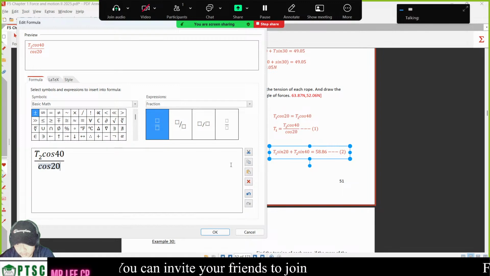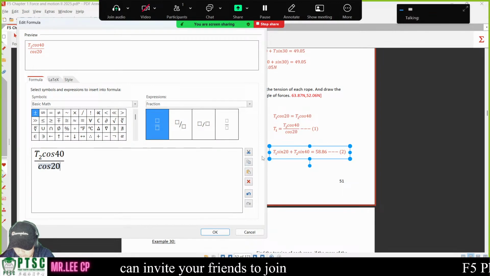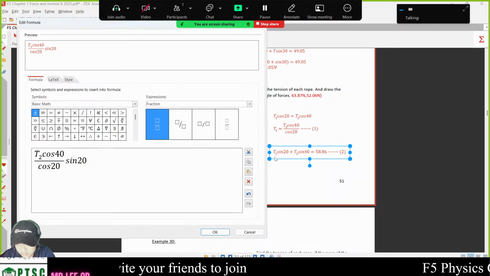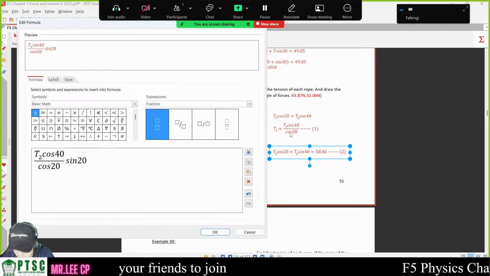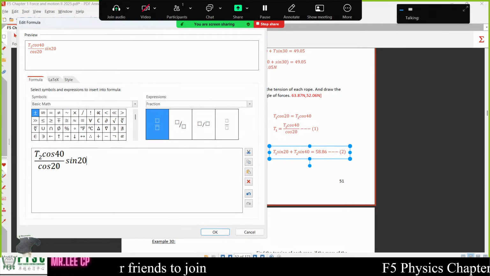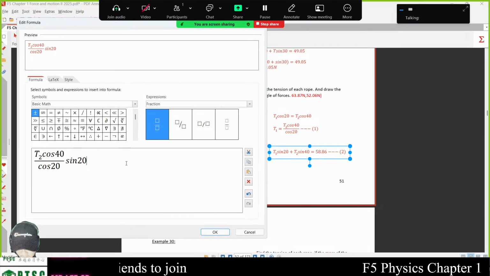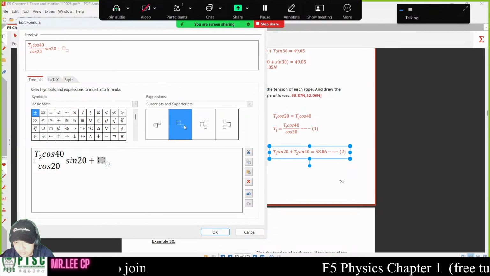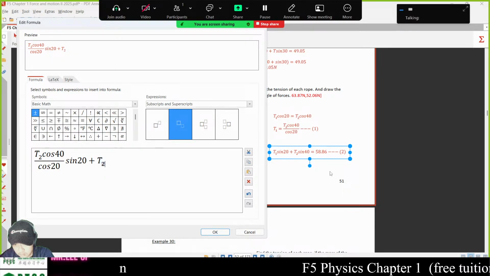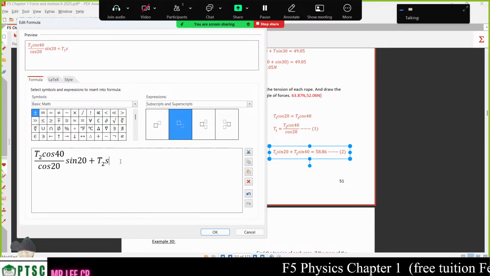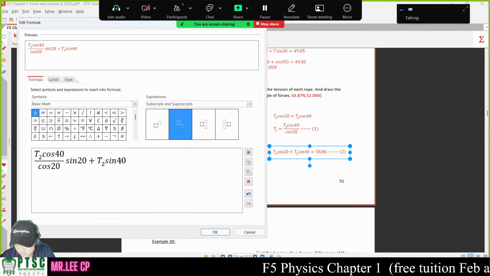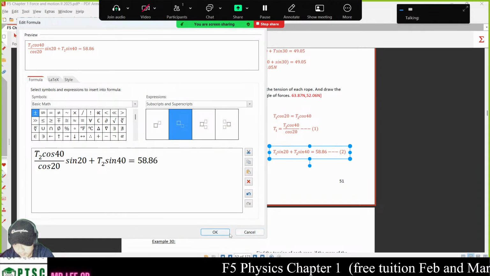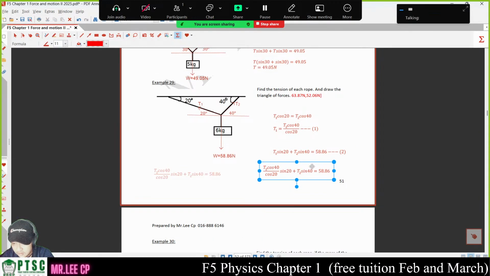Right? Cos 20, so this one is T1 times sine 20. T1 is this one, right? This one. And then sine 20, I just copy down, plus T2 sine 40 is equal to 58.86. Alright, I substitute it in already.